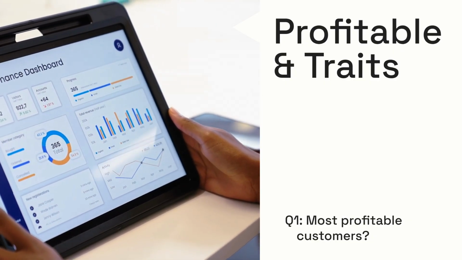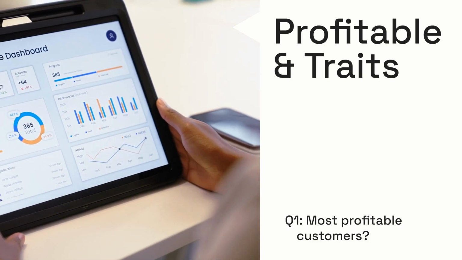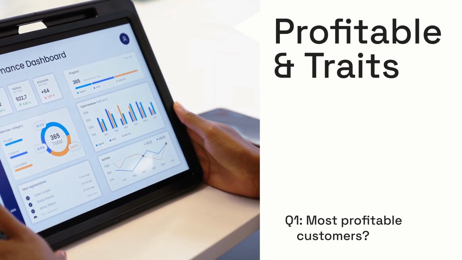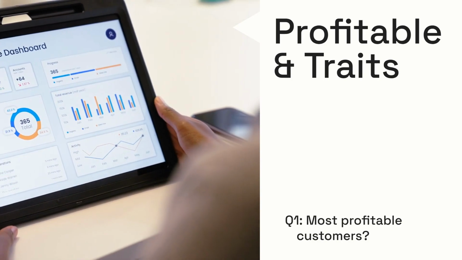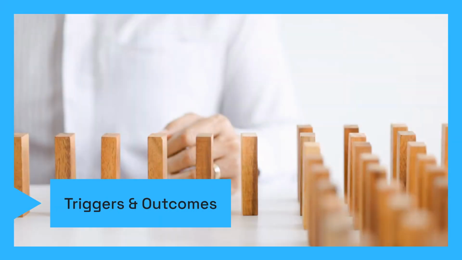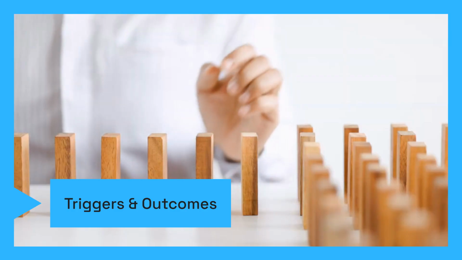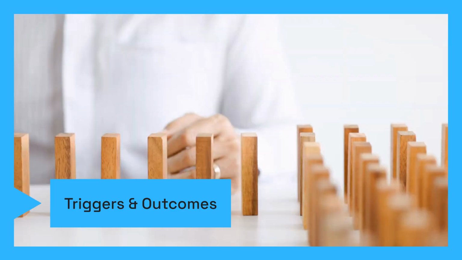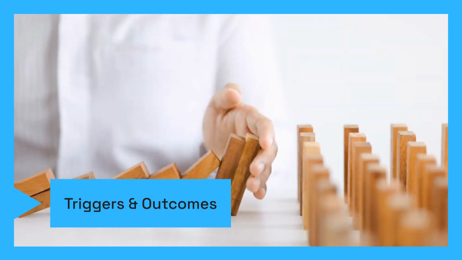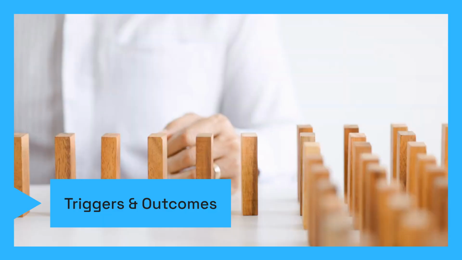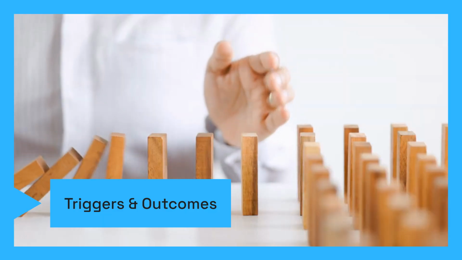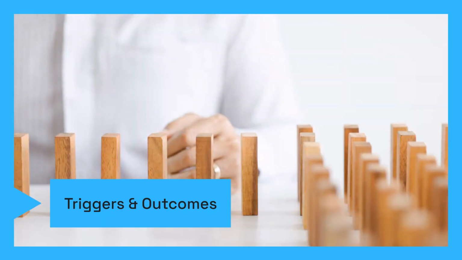Question 2. What are their shared traits? Look for common industry, company size, geographic location, and growth stage. Question 3. What are their buying triggers? This could be new funding rounds, leadership changes, or compliance requirements. Question 4. What outcomes have they achieved with your solution? Focus on specific business impacts, like cost savings or revenue growth.